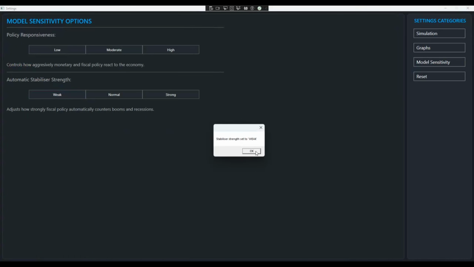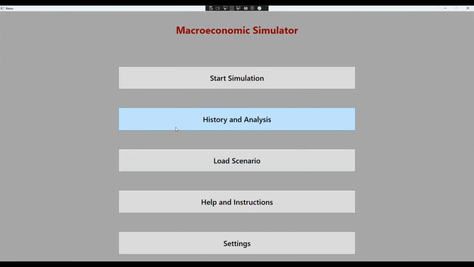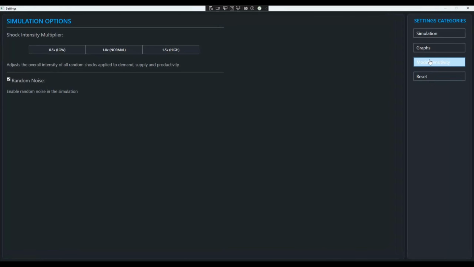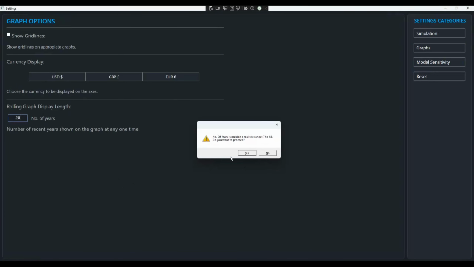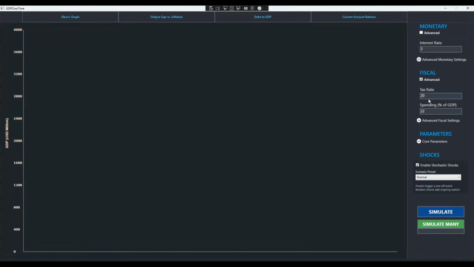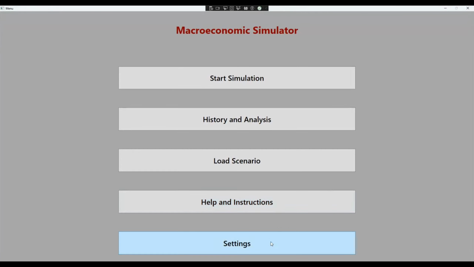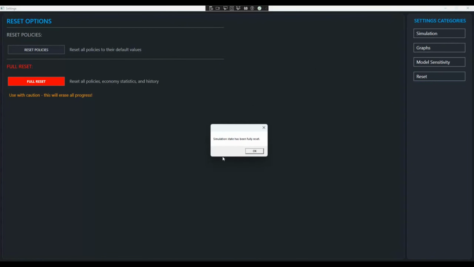So changing to weak automatic stabilizer strength, and then we'll follow the same protocol, increase the graph range to 20 years, and once again we can simulate 20 years. So simulating 20 years with a weak automatic stabilizer strength, varying gradients, more volatility, especially throughout here we can see small spikes here and there. So exiting, resetting fully.